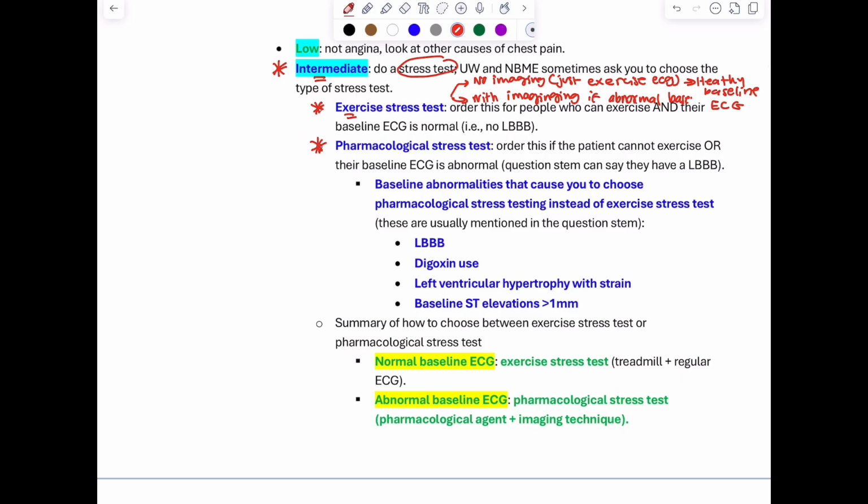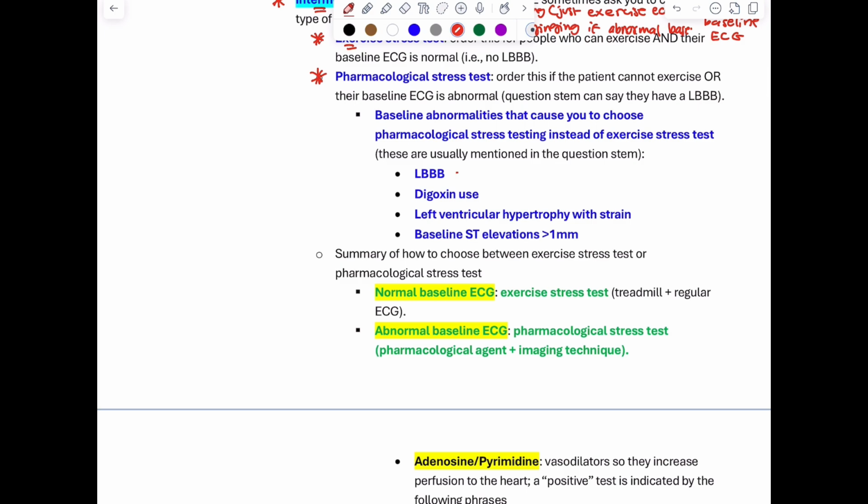And when I say abnormal baseline ECG, the very initial ECG that you get, we're talking about a left bundle branch block. They're using digoxin because digoxin causes ST scooping, so that can hide pathology. Or you have left ventricular hypertrophy with strain. Usually this would be mentioned in the question. This could just be a list, part of their medication list. And this could also be mentioned in the question. So you don't really need to figure out the abnormality by looking at a strip. They're going to tell you something.